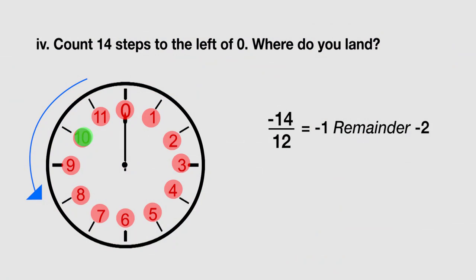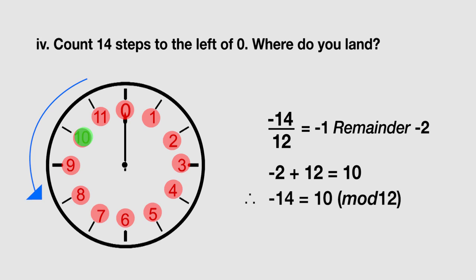And so by calculation, we are going to have negative 14 divided by 12 to give us negative 1, remainder negative 2. Remember, because we are dividing a negative number, we get a negative quotient and a negative remainder. Then we take the remainder, which is negative 2, and add the mode. In this case, our mode is 12, and our answer is 10. And therefore, negative 14 is equal to 10 in mod 12.